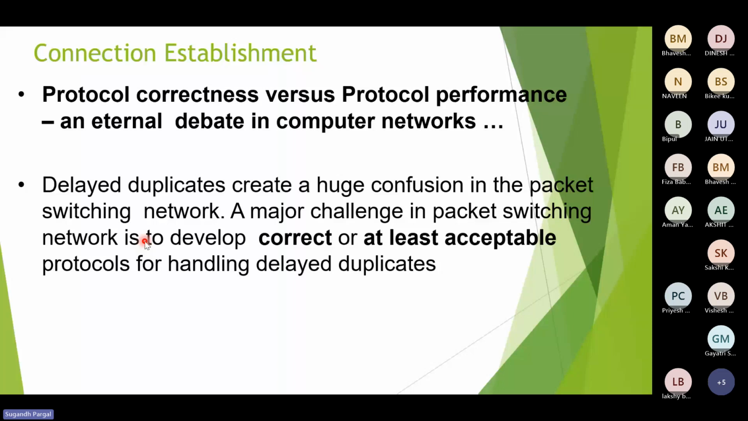But for correcting this and establishing proper correctness, these time delays are followed. And to improve, we have to balance protocol correctness, so that the correct establishment is done, versus protocol performance, that it is done in the least time taken. The delayed duplicate creates huge confusion in the packet switching network. The major challenge is to develop correct or at least acceptable protocols which can handle these duplicate packets in less time, so that protocol performance is also high.